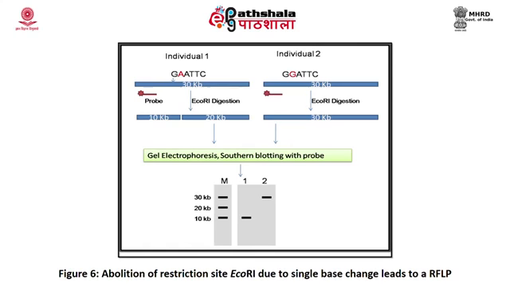Figure 6 shows the evolution of the restriction site EcoRI due to a single base change, which leads to an RFLP between individual 1 and individual 2.